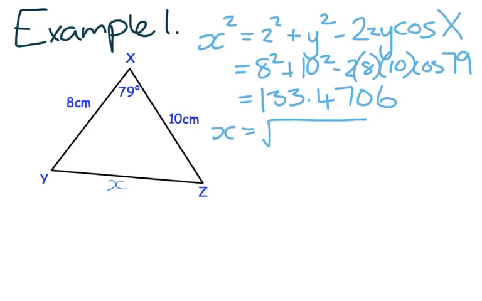Now, it's just like Pythagoras with this. This was x squared, so to find x, we actually need to do the square root of that answer. So we just pop that in and find the square root, which gives us 11.6 to 1 decimal place.